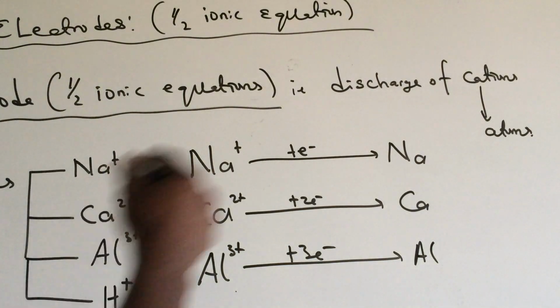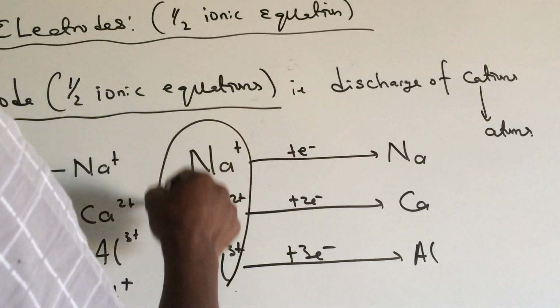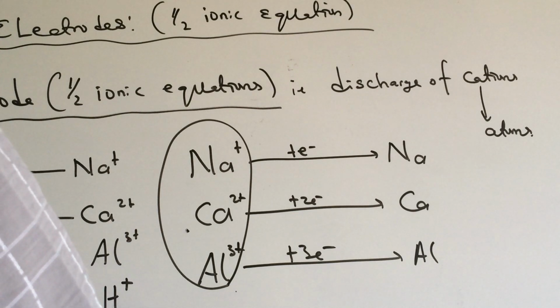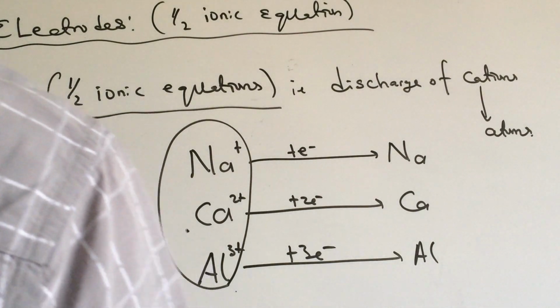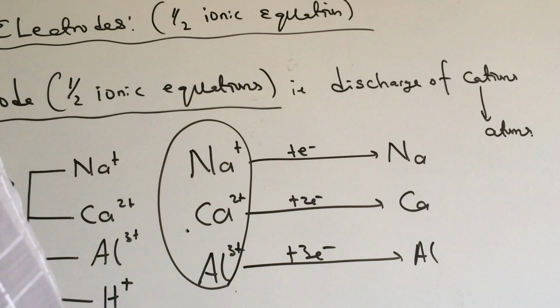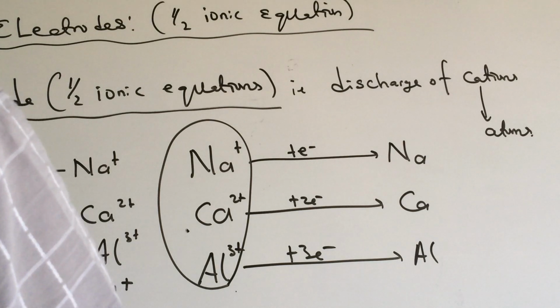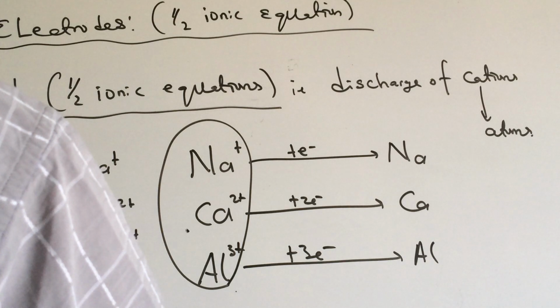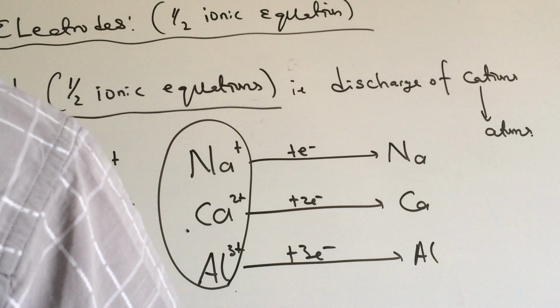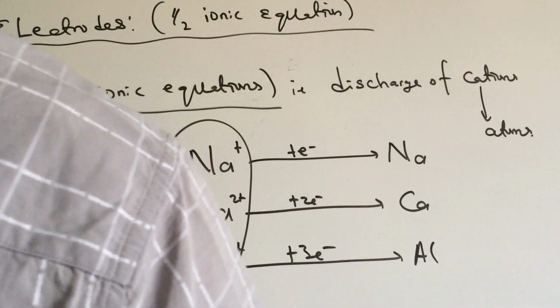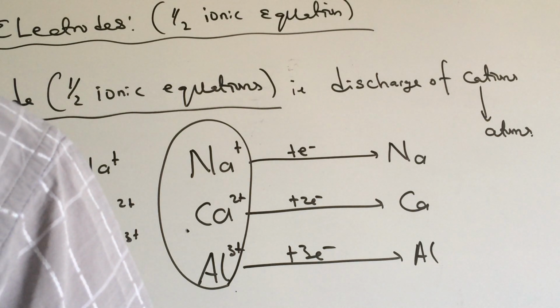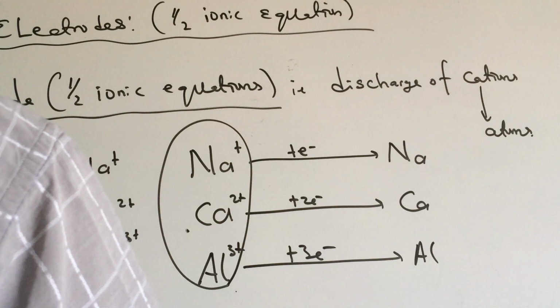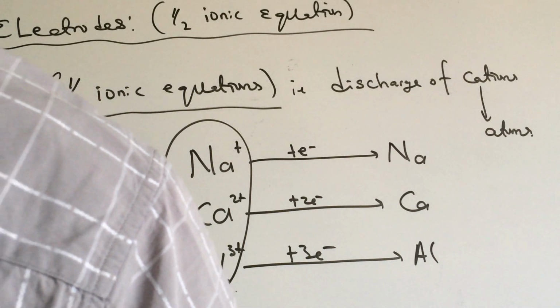Now the general formula for all of these: you represent all of them with X, X^n+. That plus represents what? They are all positively charged. The n is the number of what? The oxidation number. So for this one, it's going to be X^n+ plus ne gives you X. If n equals 1, the oxidation number is 1, then you have just X plus.